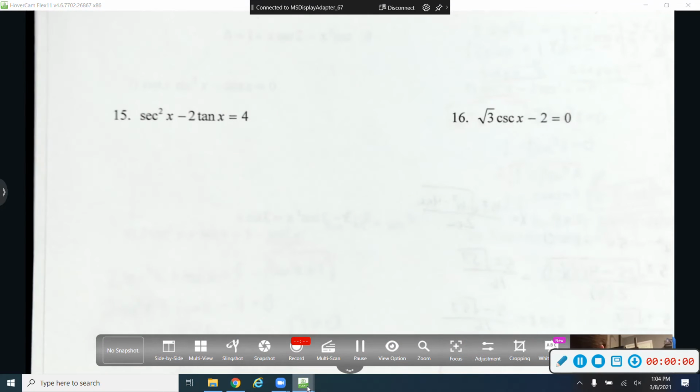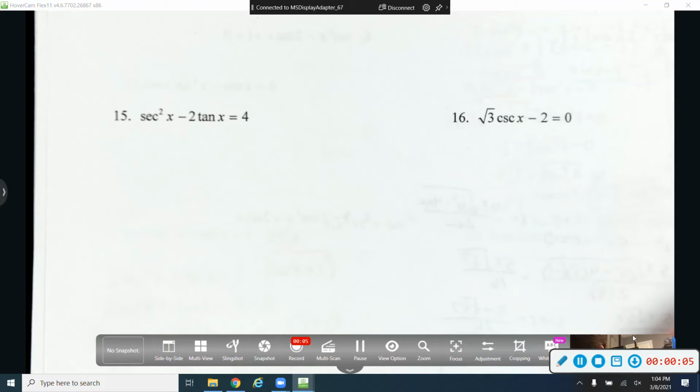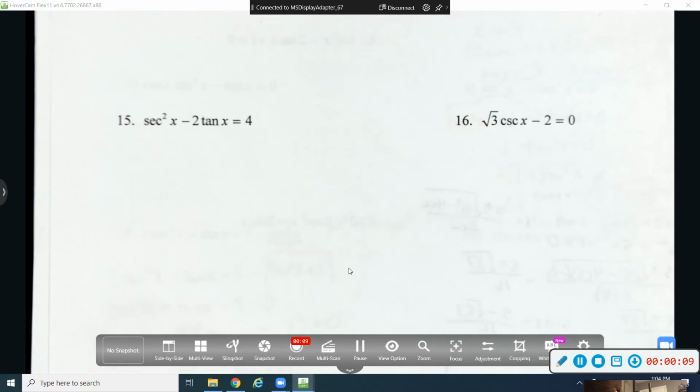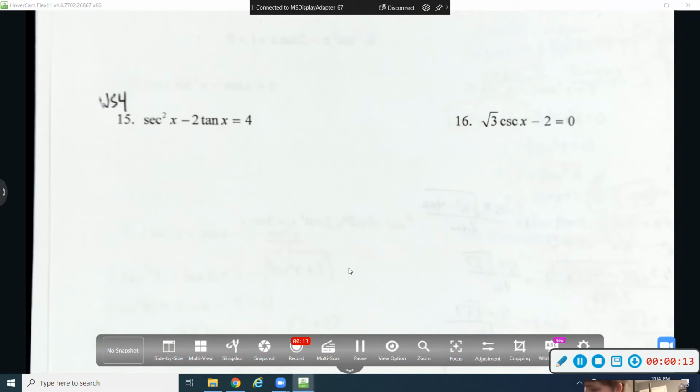Let's do number 15 of worksheet 4. And then we'll do however many of these we need, then we'll do some worksheet 5, and then you'll have time to work on your own.